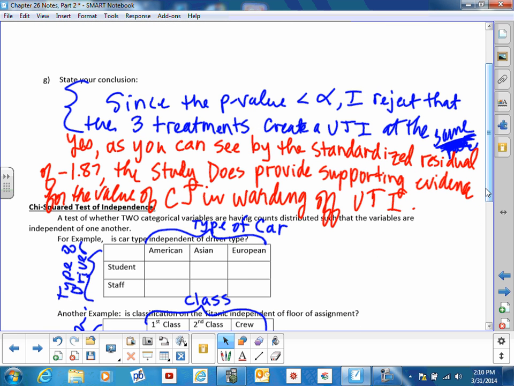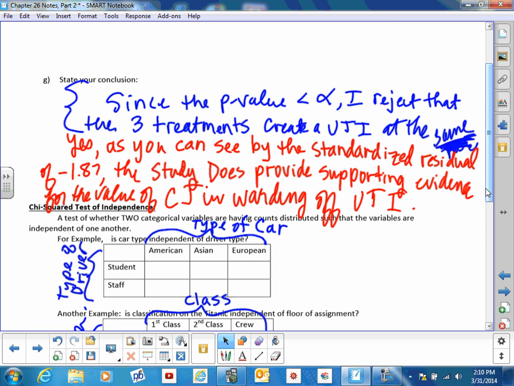Yes, as you can see by the standardized residuals of negative 1.87, these studies, so I'm almost now stating verbatim what the question asked. The study does provide supporting evidence for the value of cranberry juice in warding off urinary tract infections. Okay, so done.